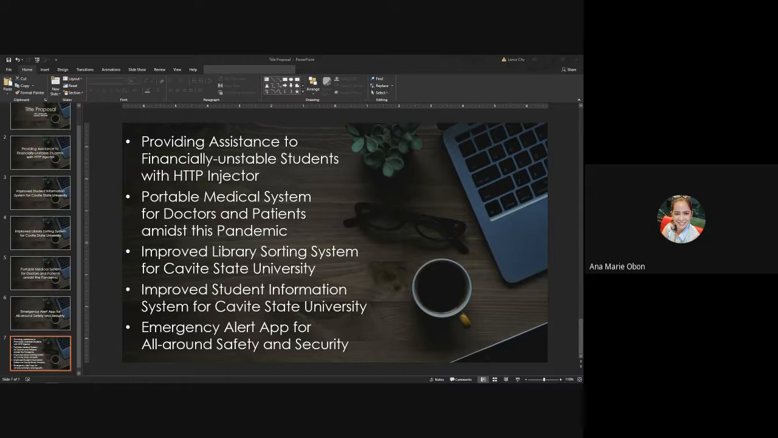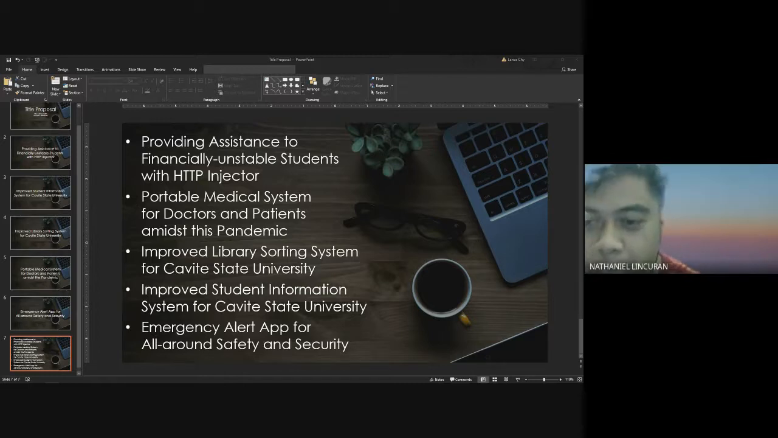You know what, I am actually curious about this providing assistance to financial unstable student with HTTP in Check 4. Is this something like a system or a gadget or what? Parang ganun. It's an app po, ma'am. App po siya. Ay, sorry po, ma'am. Ano po yun, ma'am?